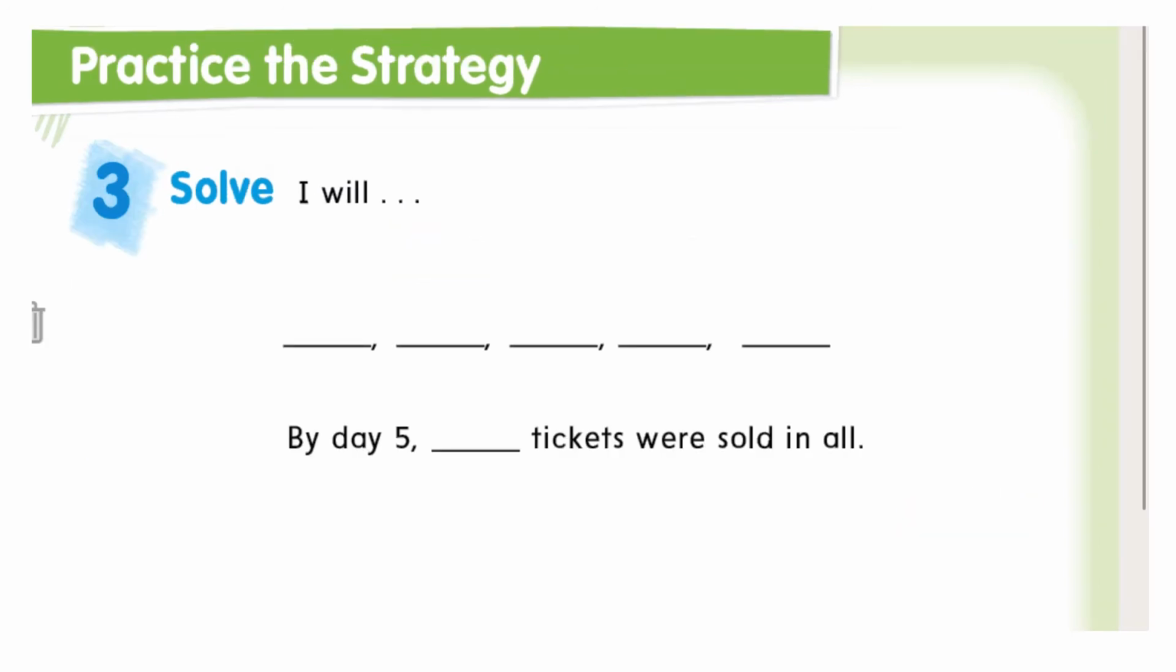Step number 3, how I'm going to solve. 10, 20, 30, 40, 50. So by day 5, they have sold 50 tickets in all.